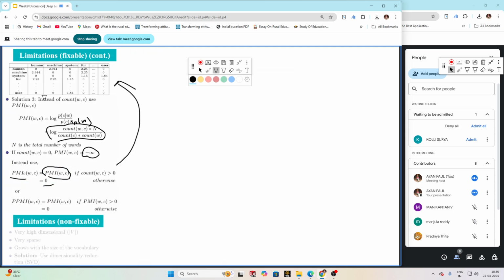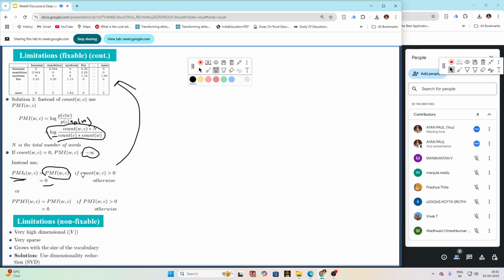Third solution is something called PMI, or pointwise mutual information. This is the formula of PMI. Instead of writing just xij, you write the PMI. The problem with PMI is this log term. Whenever the count of w and c is 0, your answer would be minus infinity. To counter this, we have PMI naught. In PMI naught, whenever the count of w and c is greater than 0, we write the PMI, otherwise we write 0.